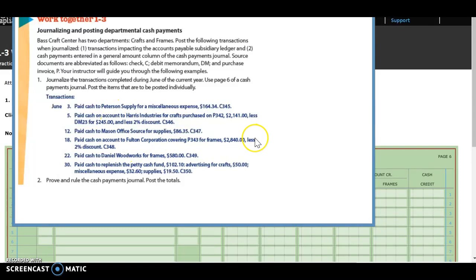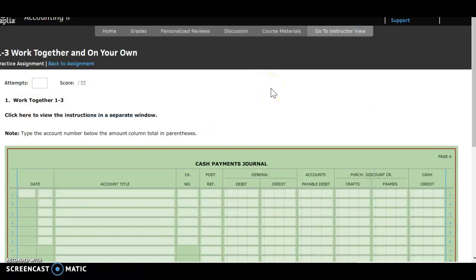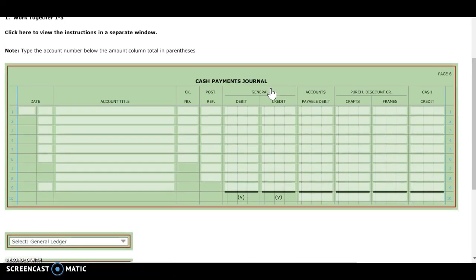So here they give us 6 transactions. Step 2 then is to prove and rule the cash payments journal and then post those totals. So I'm just going to go ahead and close those. I have my book open to my transactions so I can see them in my book.